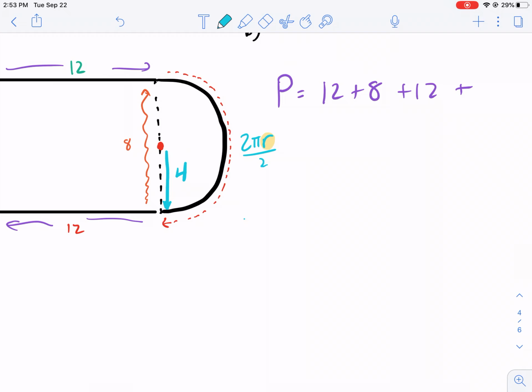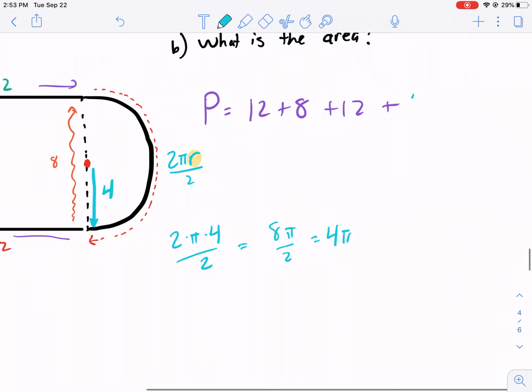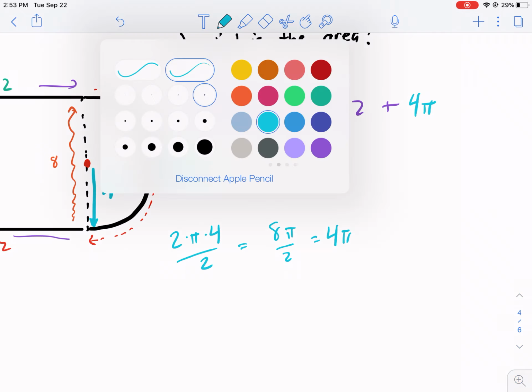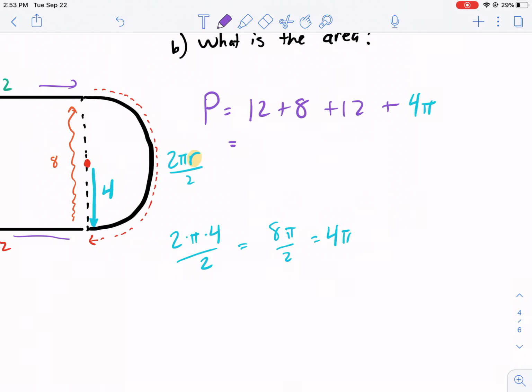So we need to apply this. 2 times pi times 4 divided by 2. So that's going to be equal to 8 pi divided by 2, or 4 pi. So we're going to add 4 pi onto our equation here. So we have 12 plus 8 is 20, plus 12 is 32, plus 4 pi. Technically, you can leave it like this, okay?